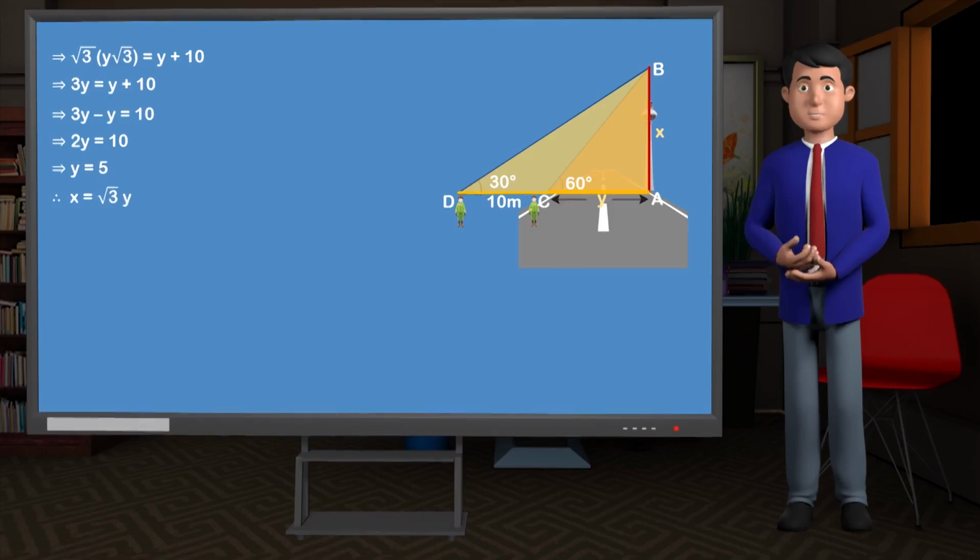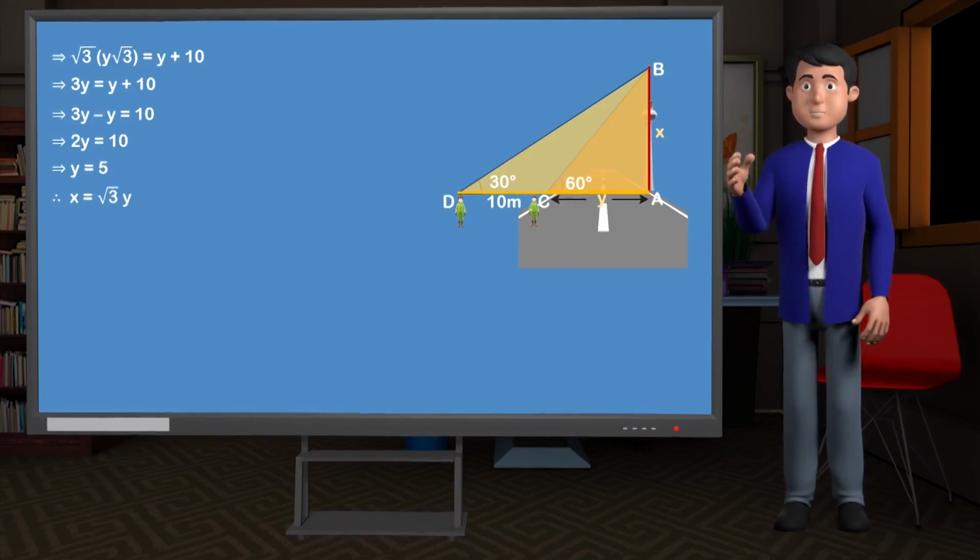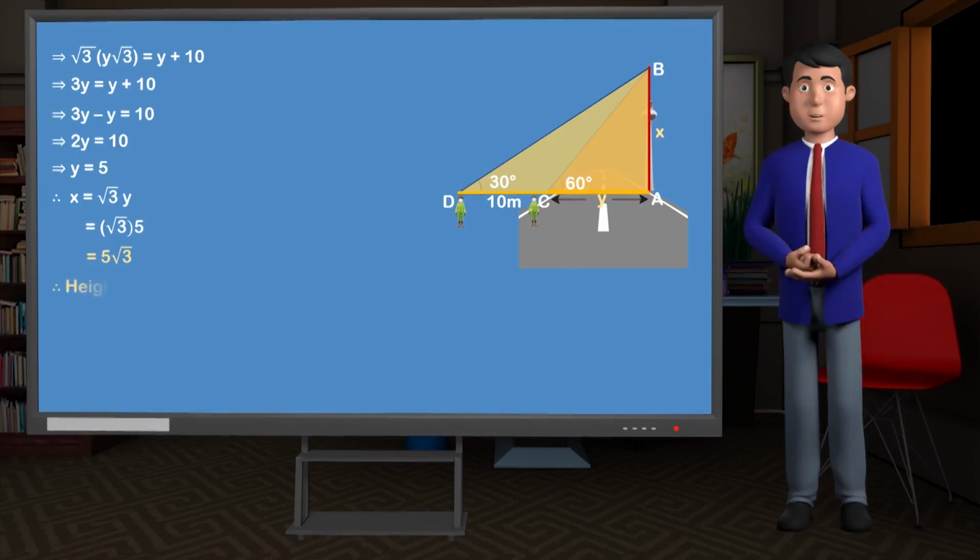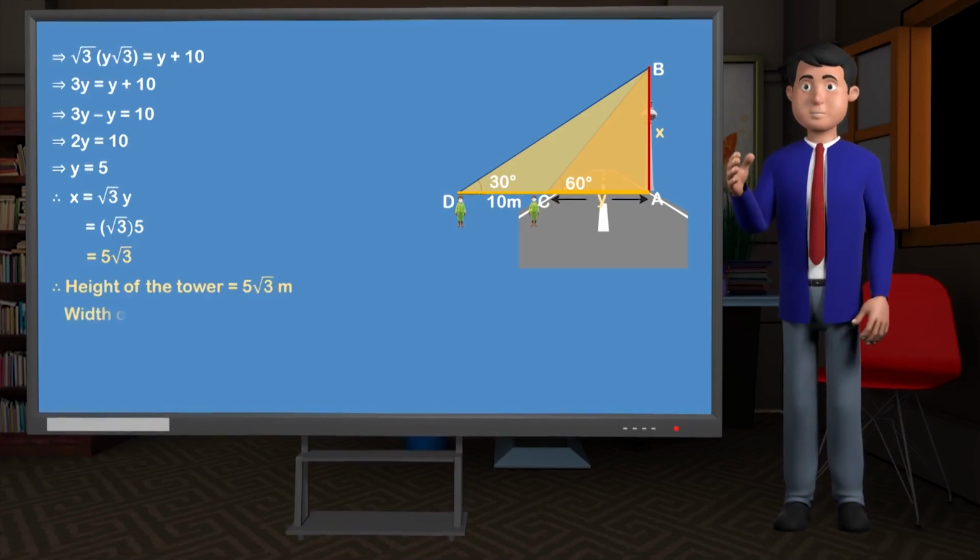From equation 1, x is equal to root 3 y, that is equal to root 3 into 5, that is equal to 5 root 3. Therefore, the height of the tower is equal to 5 root 3 meters. Width of the road is equal to 5 meters.